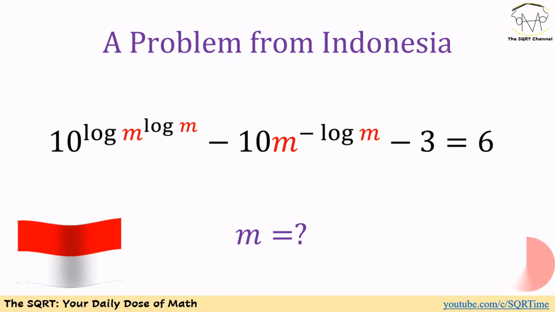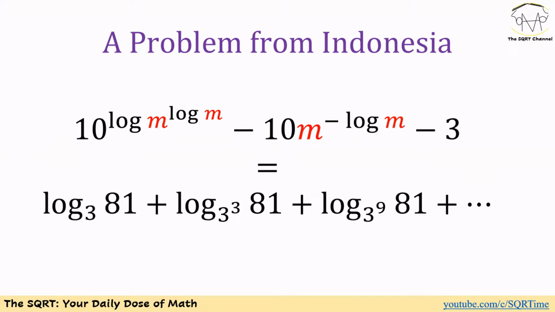In this video, we are going to talk about a problem that we got from one of our followers from Indonesia. In this problem, we have 10 to the power of log m to the power of log m minus 10 m to the power of negative log m minus 3 is equal to log of 81 in base 3 plus log of 81 in base 3 to the power of 3 plus log of 81 to the base of 3 to the power of 9 and so on so forth.